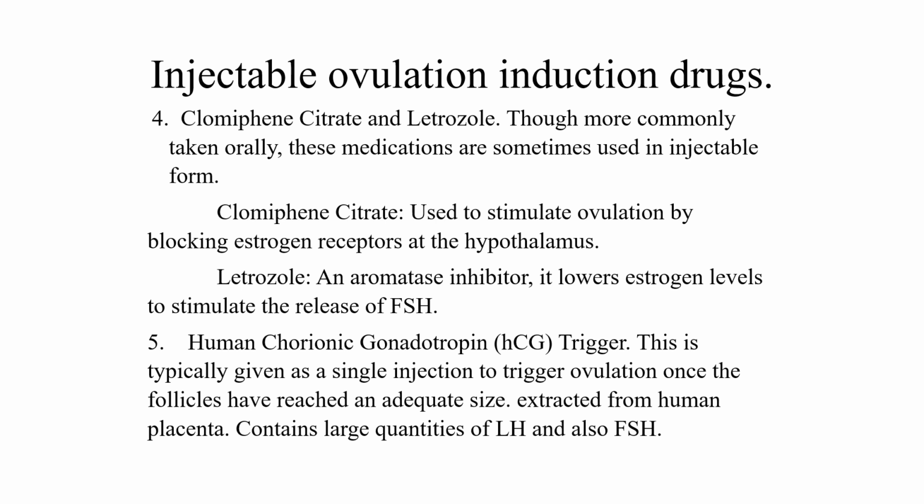In addition to these drugs, clomiphene citrate and letrozole is also available in the injectable form, although not worldwide. And human chorionic gonadotropin trigger is typically given as a single injection to trigger ovulation once the follicles have reached an adequate size. It is extracted from human placenta and it contains large quantity of luteinizing hormone and also some follicle stimulating hormone.